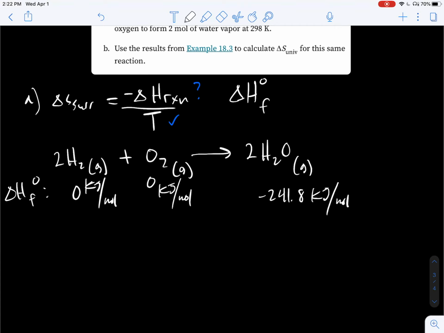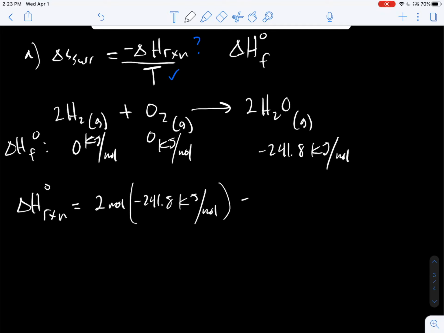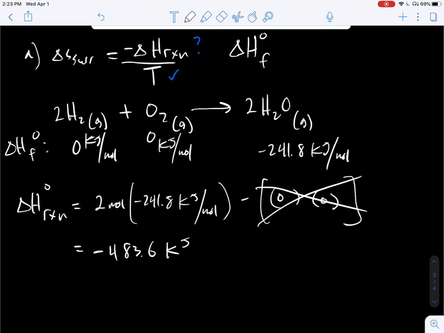Just like we calculated the standard entropy values, all we have to do is take the products times their molar coefficients minus the reactants times their molar coefficients. In this case, the reactants are just 0. So the delta H of our reaction is 2 moles times negative 241.8 kilojoules per mole, minus the values for the reactants, which is 1 mole times 0 plus 2 moles times 0. So this cancels out. What do we get? Negative 483.6 kilojoules. Notice the moles cancel out, so we just have an energy value. That's the delta H standard of our reaction.